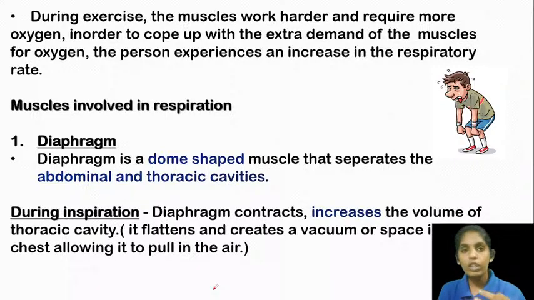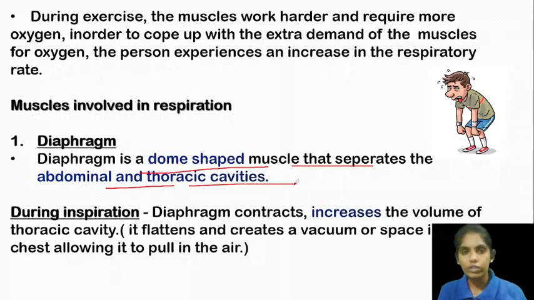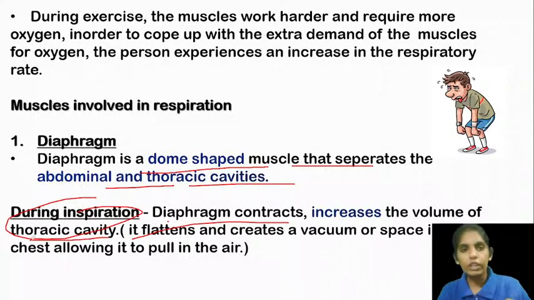So there are three different muscles involved in respiration: the diaphragm, the external and internal intercostal muscles, and the abdominal muscles. So let us talk about the diaphragm first. This diaphragm is a dome-shaped muscle which separates the abdominal cavity from the thoracic cavity. And let us know what happens to this diaphragm during expiration and inspiration. During inspiration, the diaphragm will contract, and as a result, the thoracic cavity volume will increase.